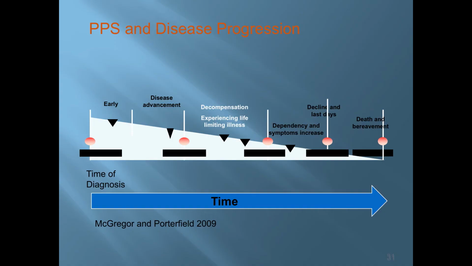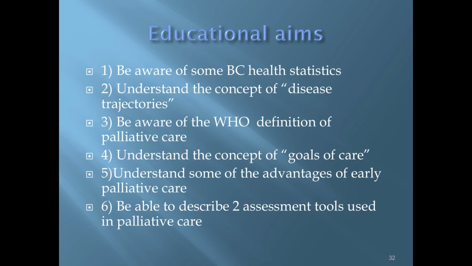accurate prediction. So if we look at the PPS and disease progressions, that 70% there is when they're having decreased functioning, disease advancement. At 50% they're really decompensating and it's life-limiting. 30% is they're completely dependent and in bed. At 10% they're unconscious. And then, of course, don't forget that we go on with bereavement.